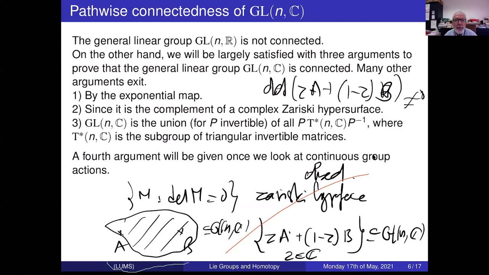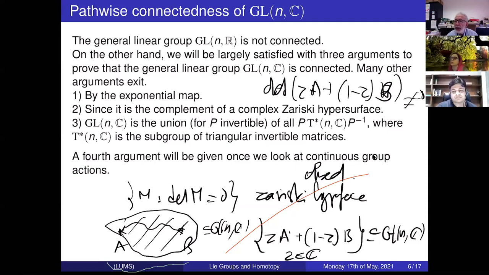For the moment, I have no group action. For the moment, I'm looking at two invertible matrices, and I find a path which connects them. How? So we will see continuous group action in further slides, later. For the moment, I haven't spoken about group action. It will come in a moment.